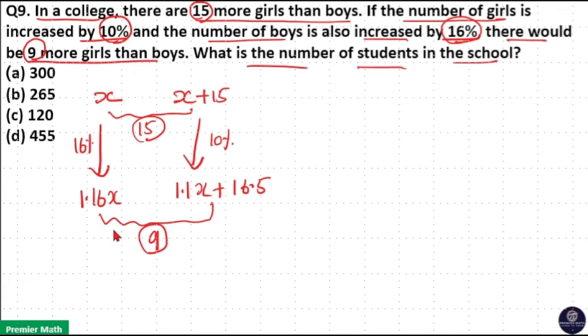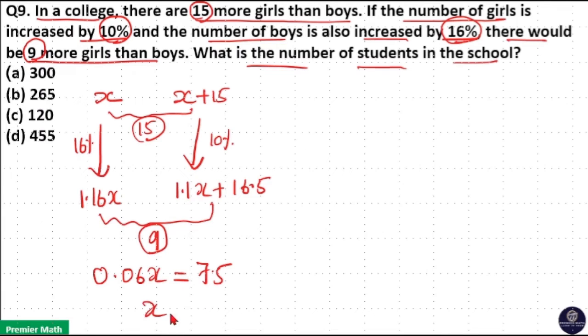Initially the difference was 15. Now the difference is 9. So take the difference between these two terms, and that will be equal to 9. Here you don't have to worry about anything because all are positive terms. So take the difference between the x components and equate it to the difference between the constant terms. That is, the difference between 1.16x and 1.1x is 0.06x, which is equal to the difference between 16.5 and 9, which is 7.5.